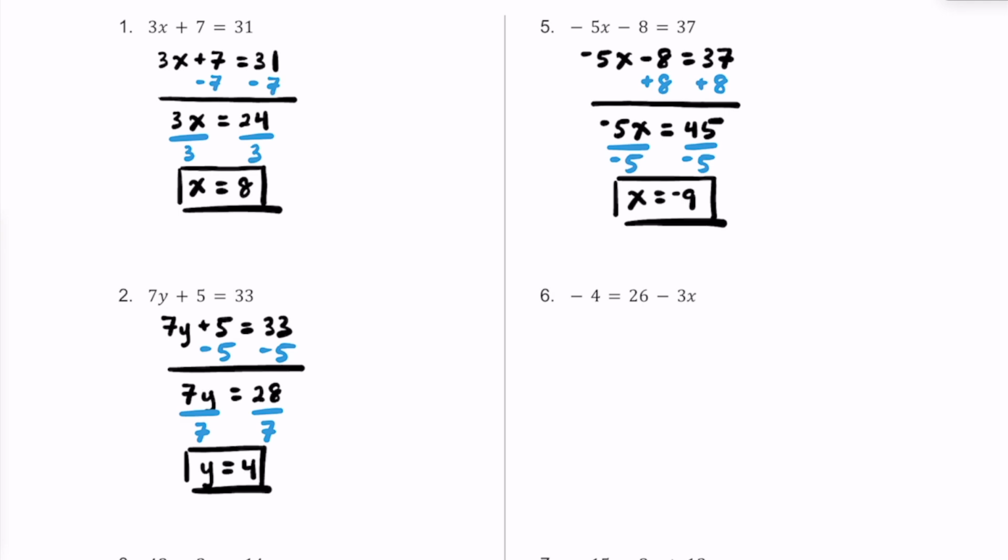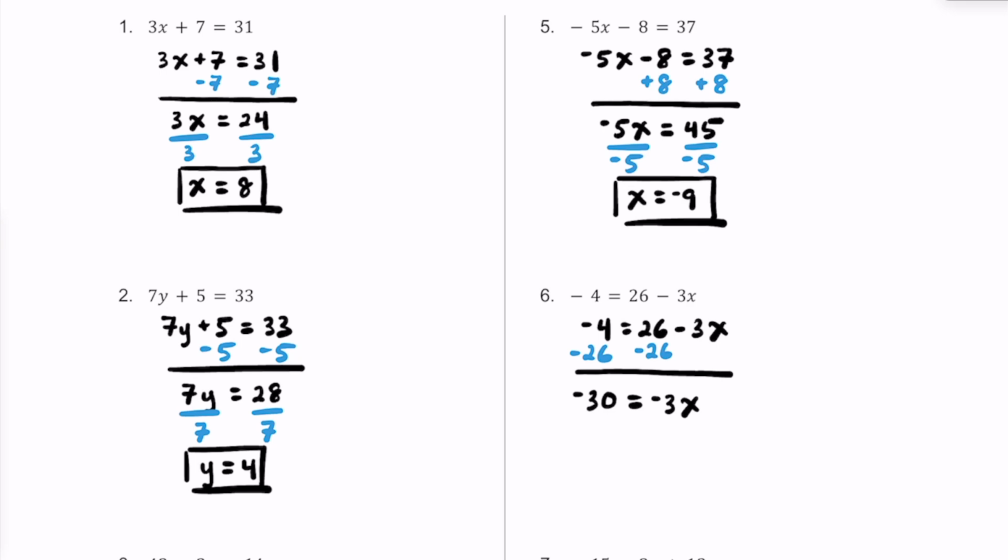In number 6, we have negative 4 is equal to 26 minus 3x. For this particular equation, our x is on the right side of the equation. Let's see, we have to get rid of this positive 26 that's on the right side of the equation. We can do that by taking away 26 on the right side and taking away 26 on the left side. So if we do that, then negative 4 minus 26 on the left side is the same thing as negative 4 plus negative 26, which is going to get us to negative 30 on the left side. On the right side, 26 minus 26 is going to be 0, so we don't have to write that. We're just left with this negative 3x on the right side of the equation.